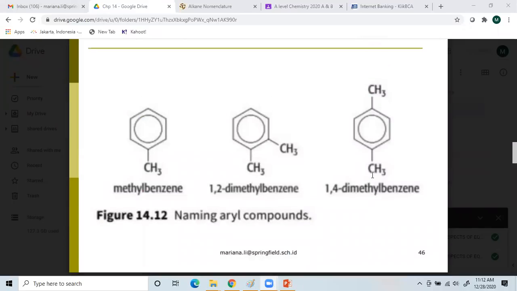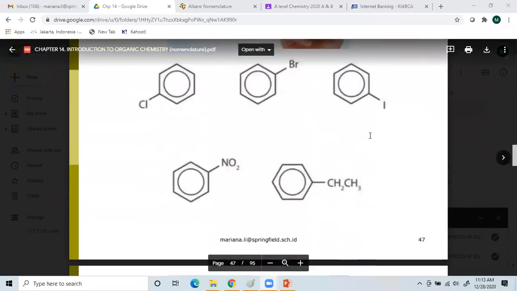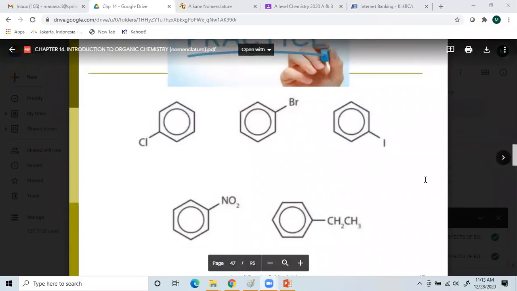These are examples of aromatic compounds. If CH3 replaces one hydrogen of the benzene, it's called methylbenzene. If there are two like this, you should put the location. So this is number 1, this is number 2. 1,2-dimethylbenzene. This is 1, 2, 3, 4, so that's why it is 1,4-dimethylbenzene. Okay, let's practice.